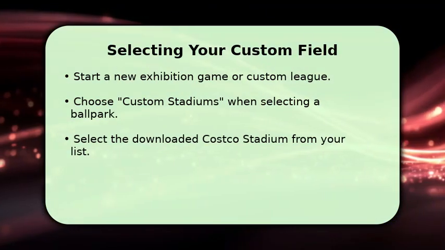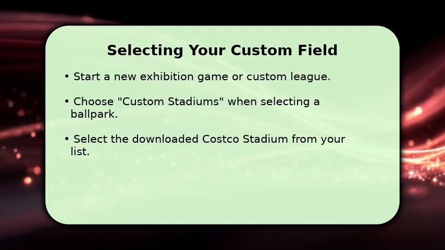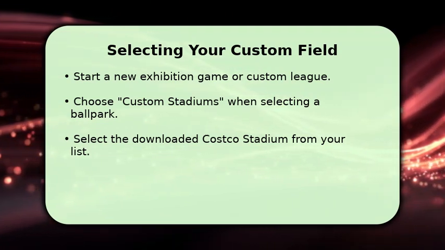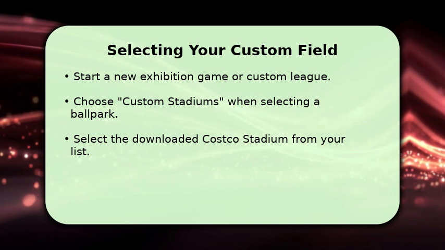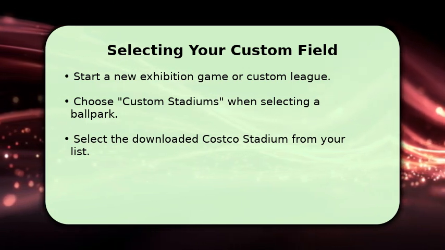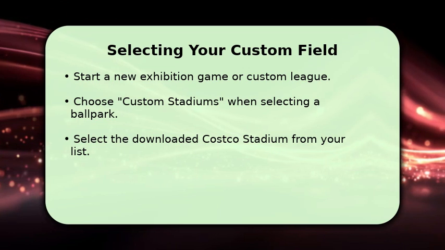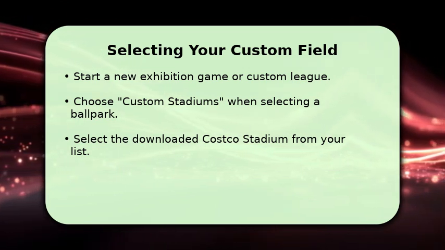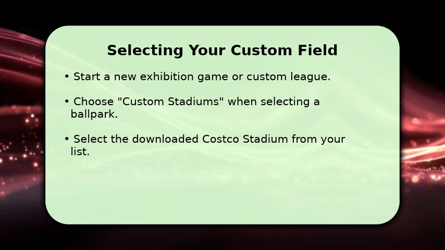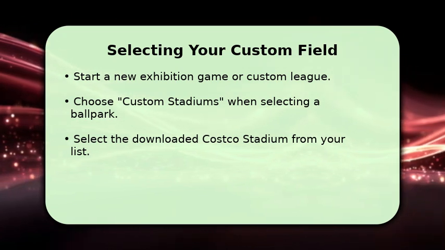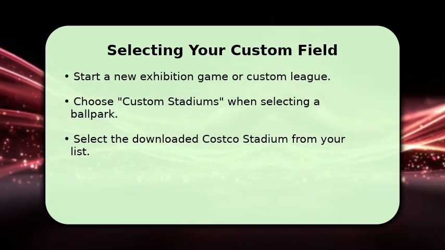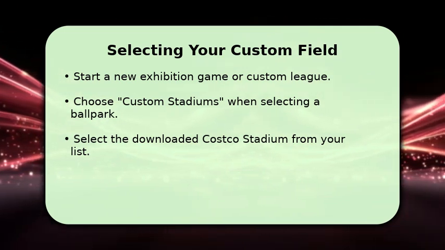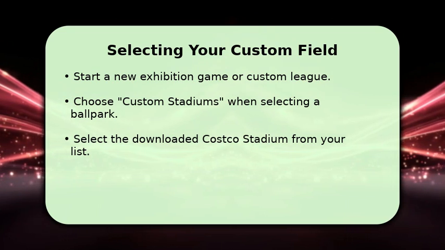Now that you have the stadium downloaded, it's time to play. Head back to the main menu and start a new game, such as an exhibition match or a custom league. When you reach the stadium selection screen, instead of choosing a default MLB ballpark, look for an option labeled Custom Stadiums or User-Created Stadiums. Click on this, and you'll see your downloaded Costco Stadium listed. Select it, confirm your teams, and you're all set to step onto the unique field for some memorable baseball action.